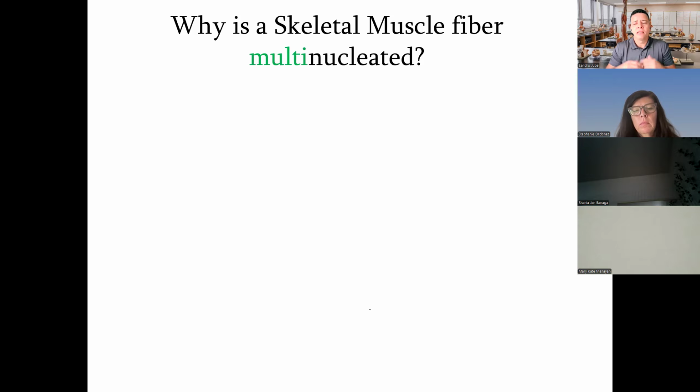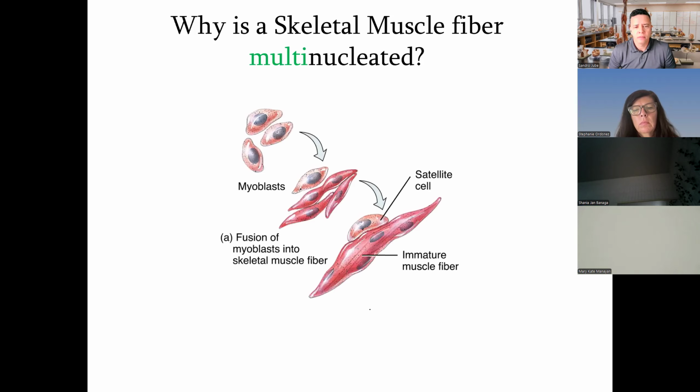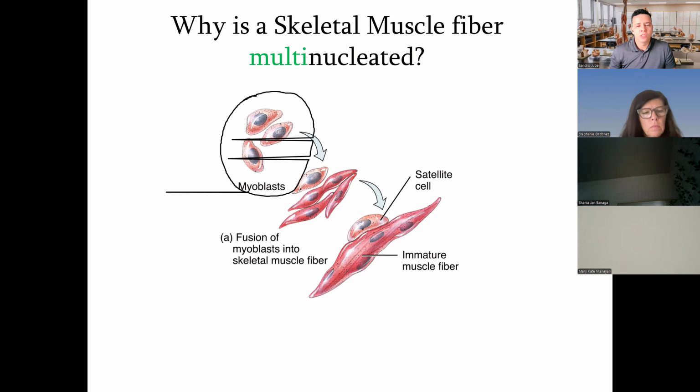Now, how does it become multinucleated? Folks, a mature skeletal muscle cell is formed from little stem cells called myoblasts. So myoblasts are little muscle stem cells. And you can see here, as a myoblast, these little cells have one single nucleus on the inside.